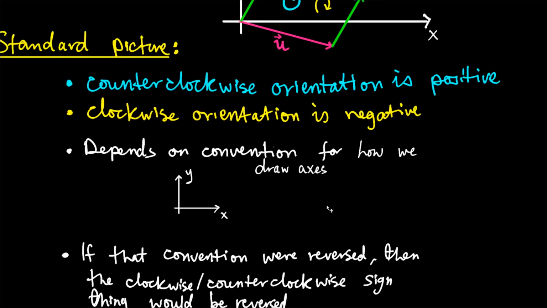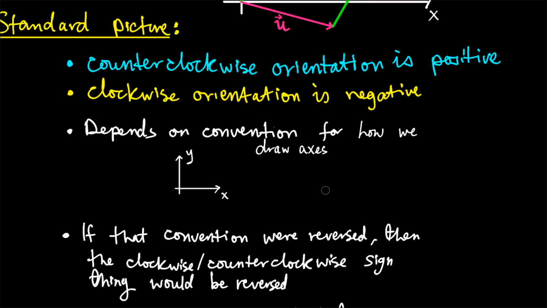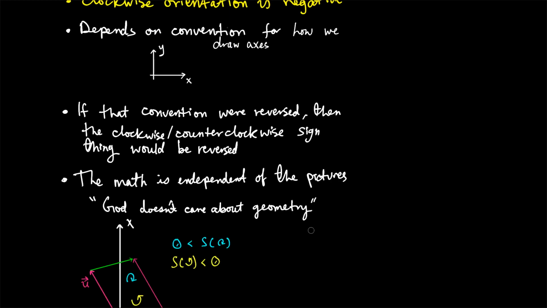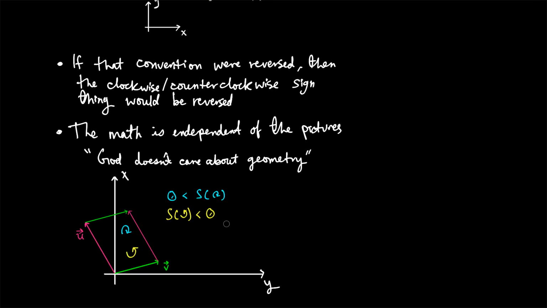And I want to point out, this is what I was talking about earlier with the truth versus reality thing. This depends on the convention for how we draw axes. This depends on the x being the horizontal and y being the vertical axis. Well, if that convention was reversed, then so would the clockwise counterclockwise thing. What I mean is the algebra, or the math, is independent of the pictures. And so I have a phrase: God doesn't care about geometry. And this is what I mean. There's this saying, the deepest truths of the universe are written in differential geometry. That's precisely the opposite of my experience in math. My experience in math is that the deepest truths have nothing to do with geometry, and that the geometry is really hinting at something that's more fundamental.